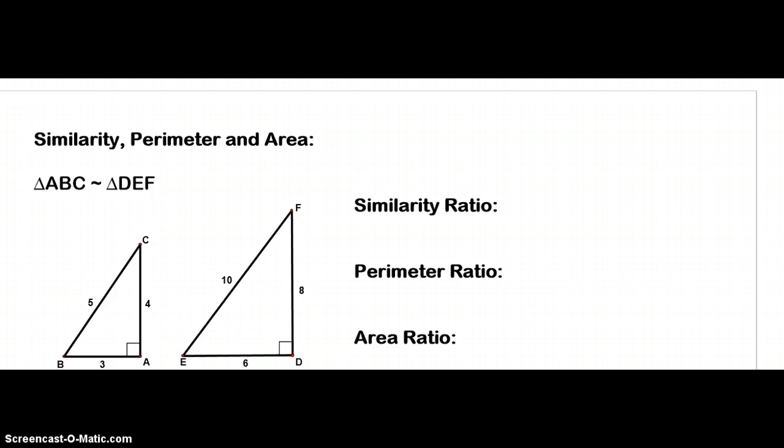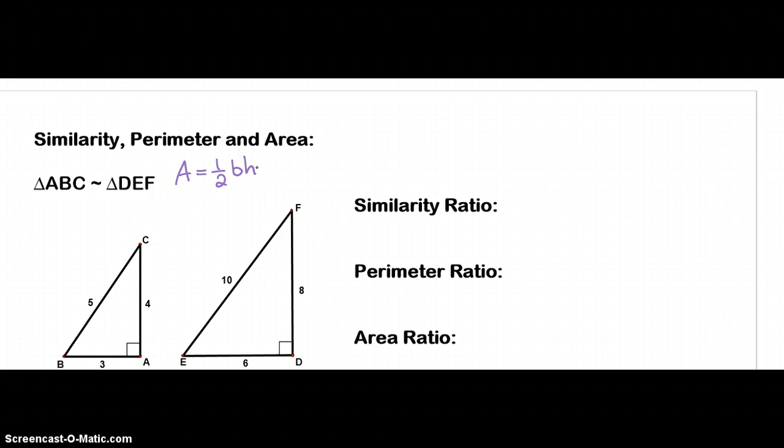Okay, now let's move into how similarity can affect the perimeter and area. So it gives us two triangles and it wants us to find the similarity ratio, perimeter ratio, and the area ratio. Okay, first thing we need to know is the area of a triangle. Area of a triangle is A equals 1/2 BH.